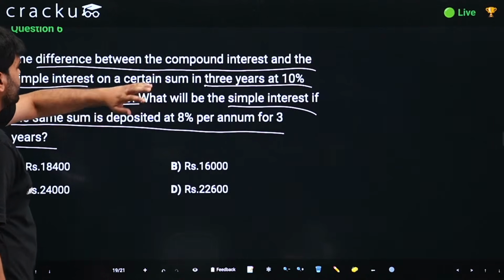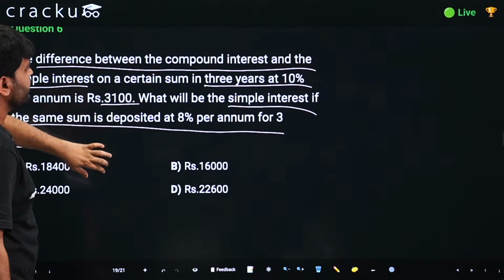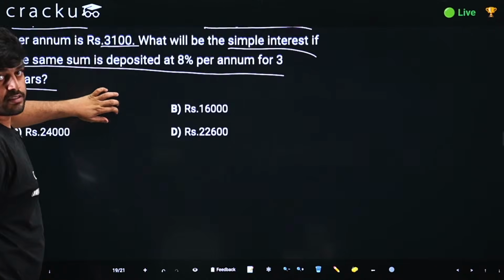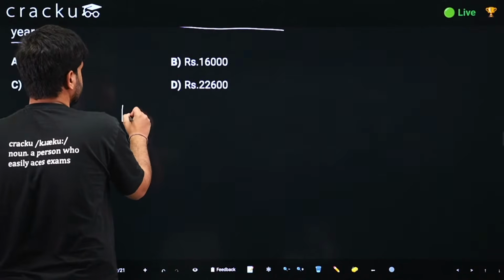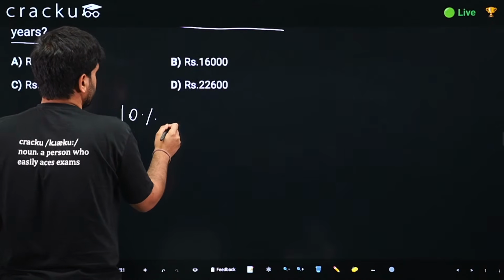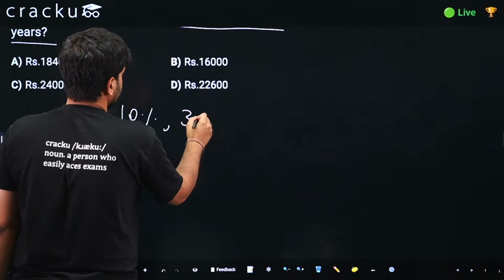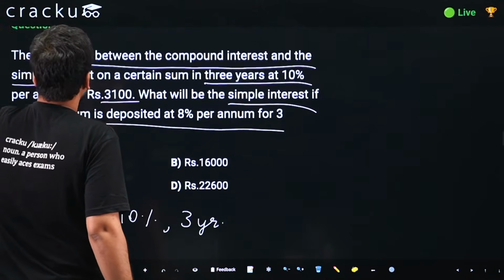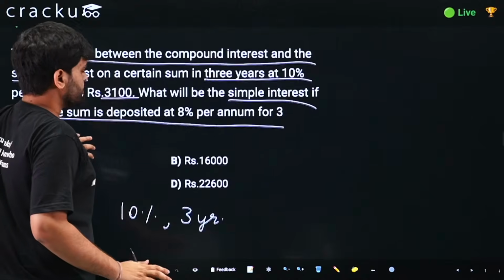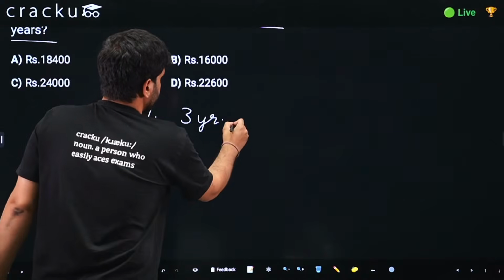We are given the difference between CI and SI for 3 years at 10%. So 10% is the rate and 3 years is the time. We are not really given the principal here, so let us assume it to be P.